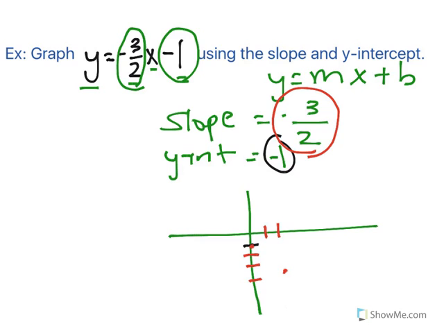Now I'm going to draw my line. It's a negative slope because we have that negative here. That's perfect. It's going from the top left to the bottom right, so we know that's negative. And that's my line. Again, I was able to find the slope and the y-intercept and graph it.